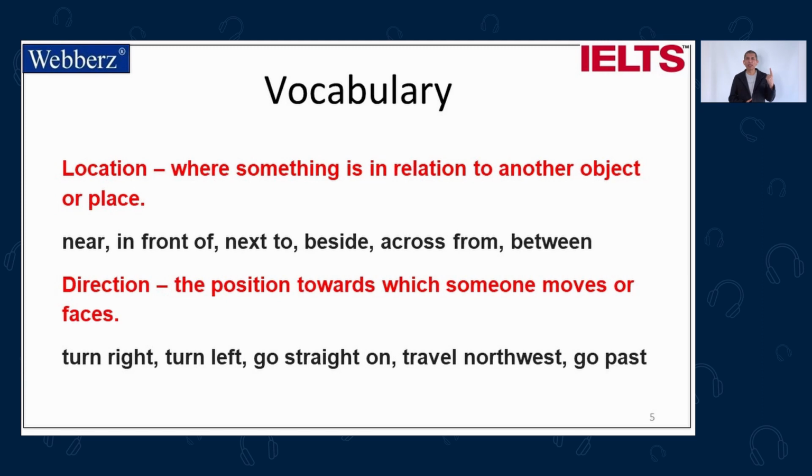The first is location-based vocabulary. When we are talking something in relative to each other, a place or an object, that is called as location-based vocabulary. I'll give you some examples. Near, in front of, next to, beside, across, from, between.